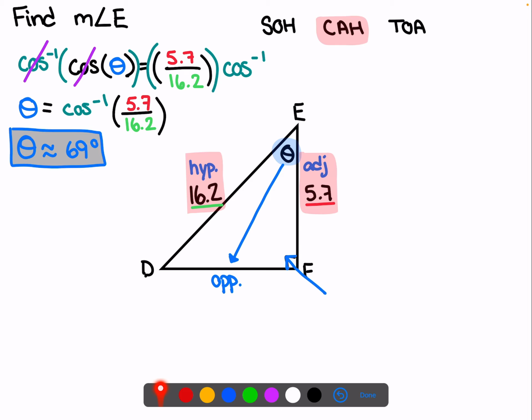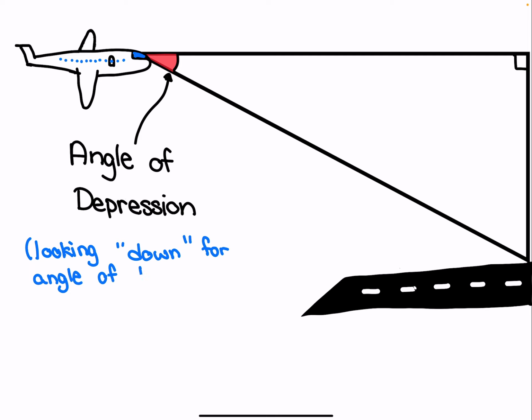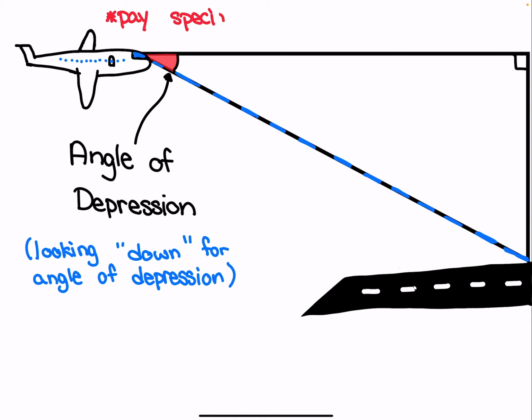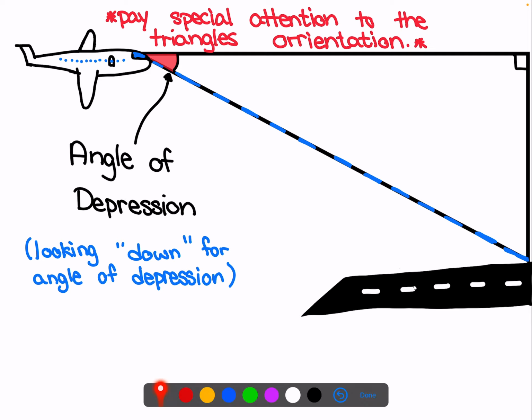Next, we're going to talk about angles of depression and angles of elevation. So first off, we have an angle of depression here. It's called an angle of depression because you're looking down from an angle. So I'm up in the plane, flying the plane, I'm looking down at the runway so I know where to land. So therefore, this is an angle of depression.